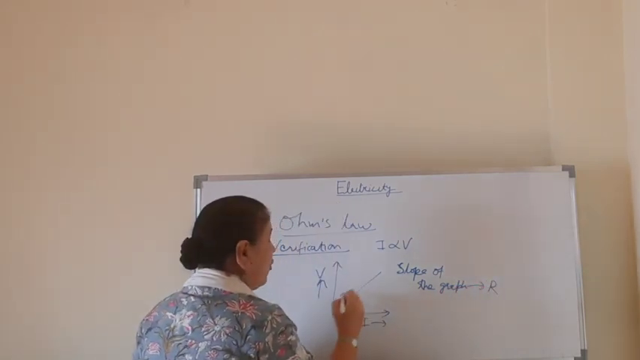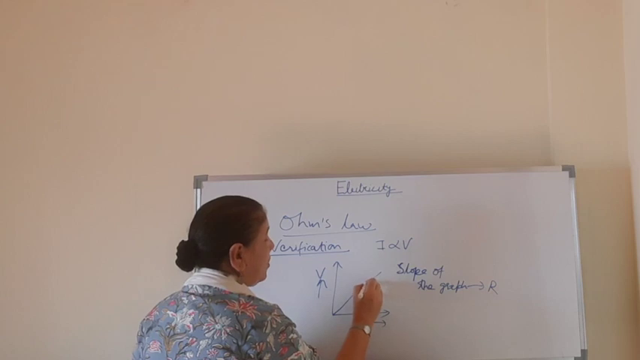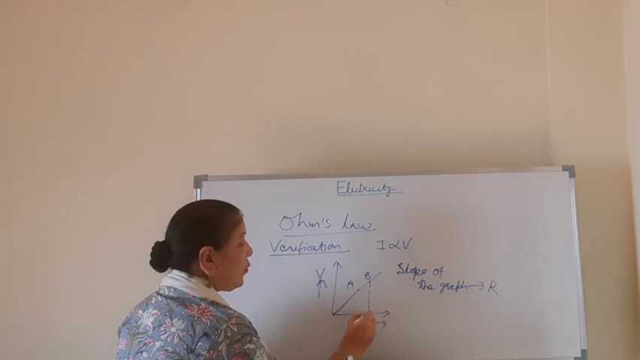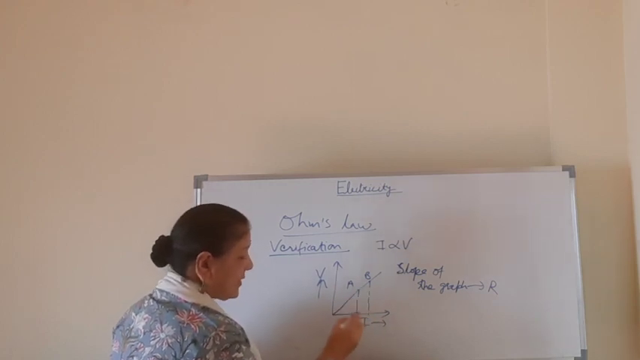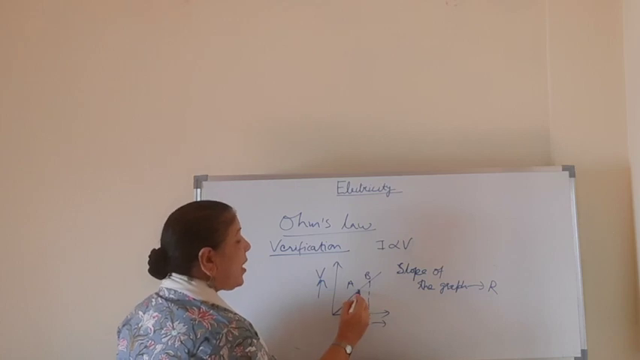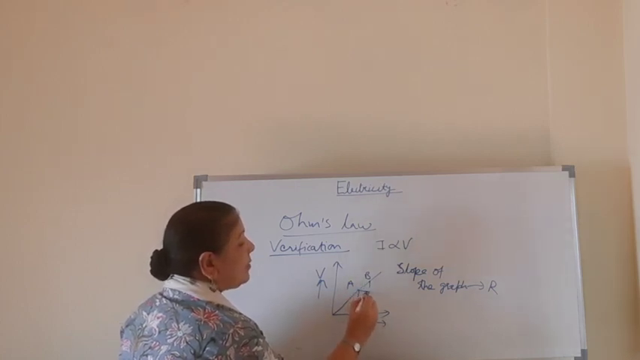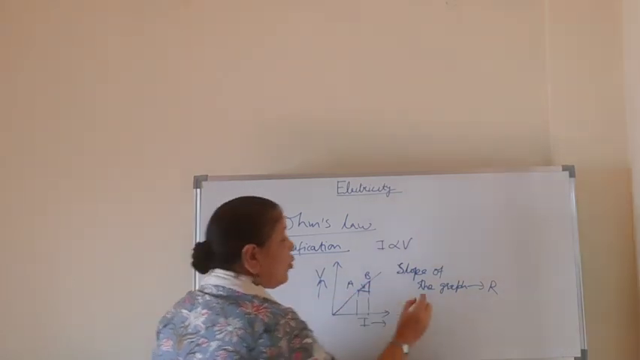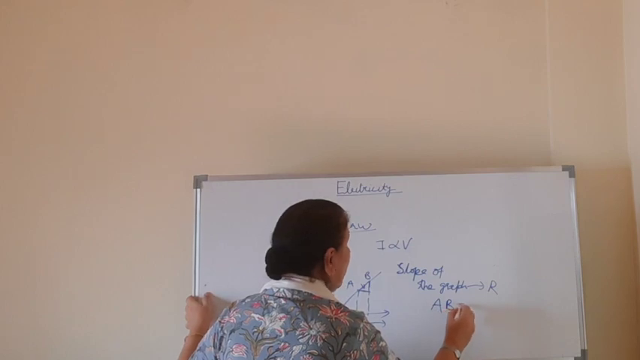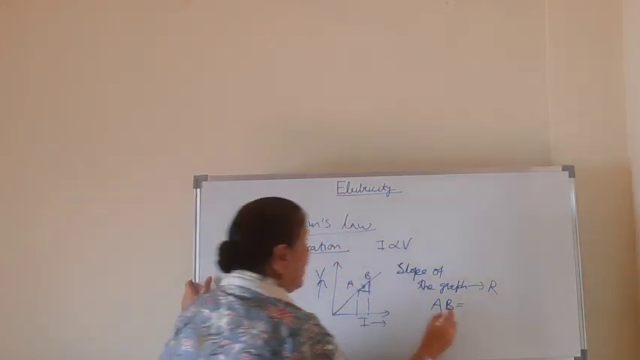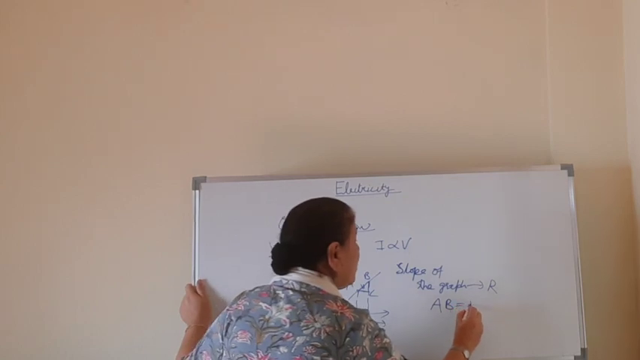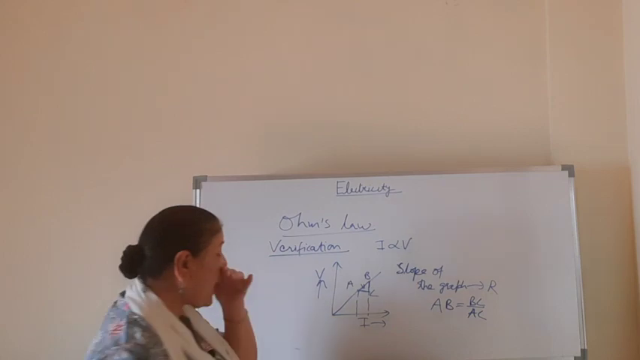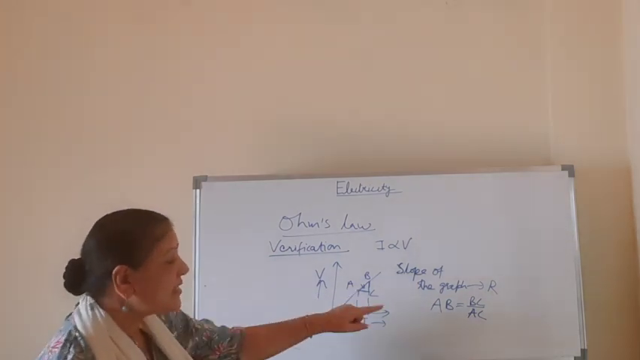So slope means, say I have taken 2 points here. Say this is A, this is B. I am going to drop perpendiculars on the x-axis, one from A and one from B, and I am going to put one perpendicular to this side. So this is AB. Slope of the graph is AB, which is equal to tan theta. Again it is B if it's C. So this is BC upon AC, that is tan theta. So BC by AC, this is the slope of the graph.